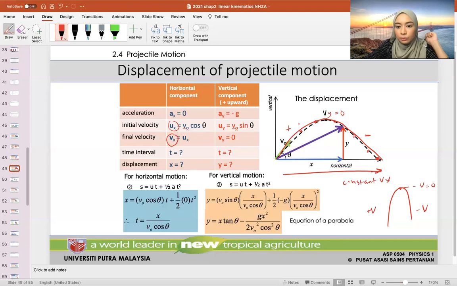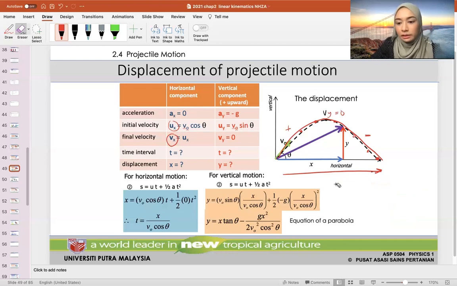Sama, kat sini positif, negative. Kat sini semua y. We didn't talk about x. In this case, we have the x, but the x is going to the right and is constant. Okay, so that is a very important fact that you need to know for our physics problem relating to projectile motion. Constant v in the x direction.